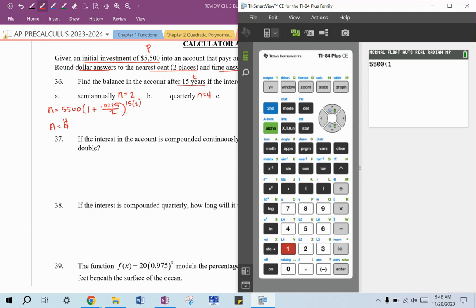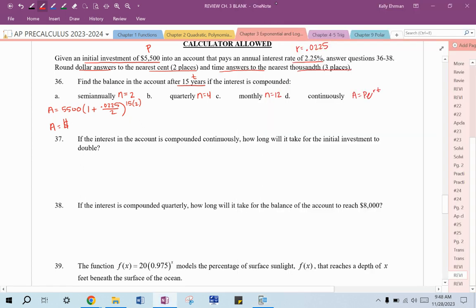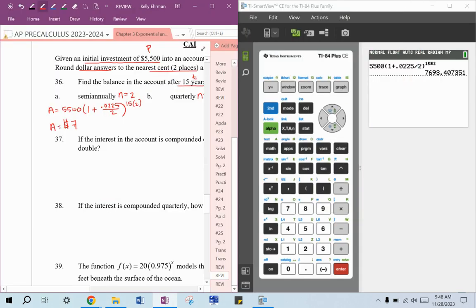1 plus 0.0225 over 2 raised to the 15 times 2 power. I know that's 30, but I'm just going to write over the 2's, just trying to give myself the least amount of typing as possible. Round this to the nearest cent. So this is 7,600 and 93.41.